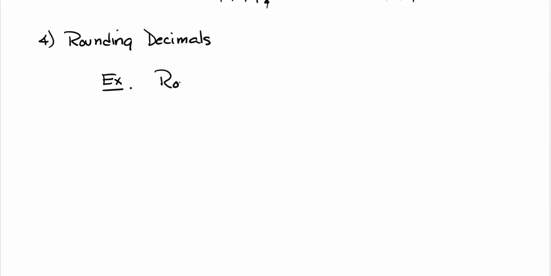Okay. And the last thing we're going to talk about is rounding decimals. And this is just like rounding our numbers, depending on which place value you want to round it to. So let's take, for example, we want to round the number 14.75 to the 10th place.